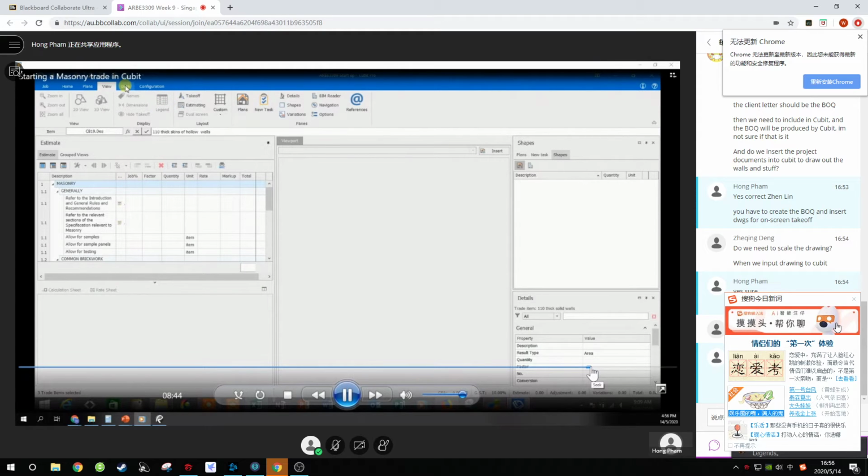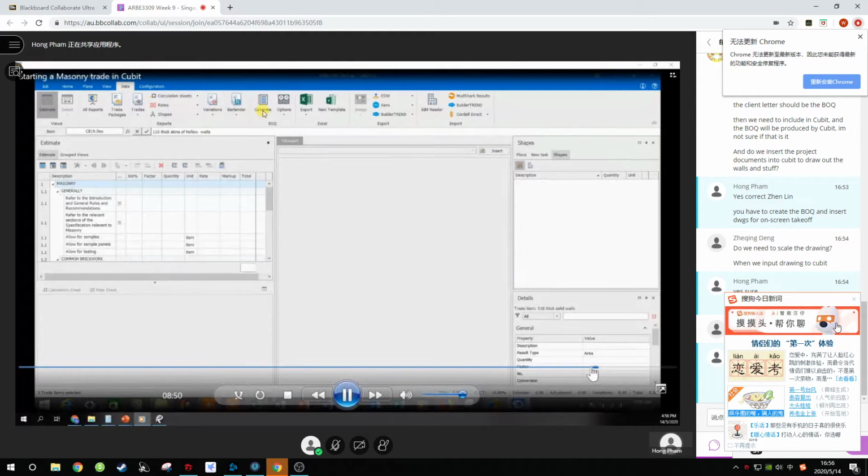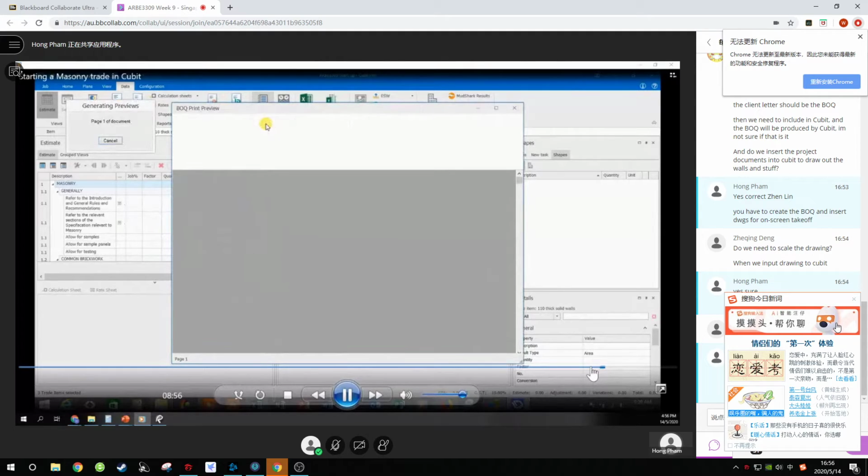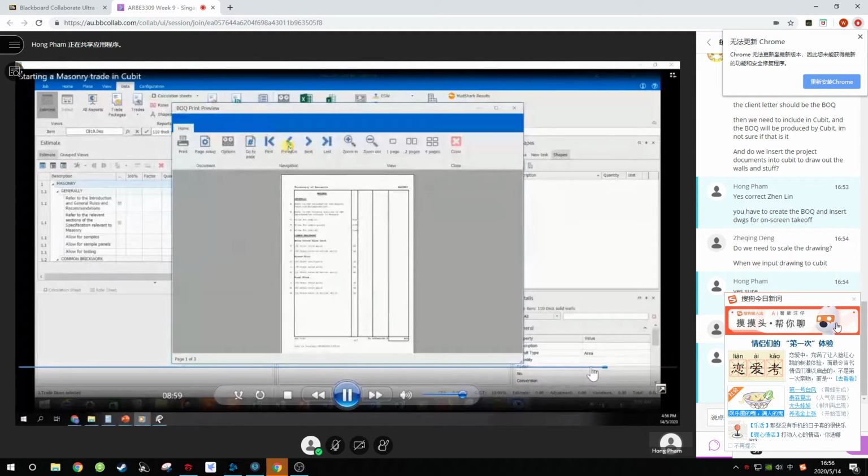Where's it gone? Data. Yeah, so go to data, generate. Bill of quantities, and it should generate me not a too bad looking bill. Oh, there we go. You can see we've got masonry as a heading. So you can practice this at home. See whether you can get the same bill format as what he has here. Okay, it's very, very easy.